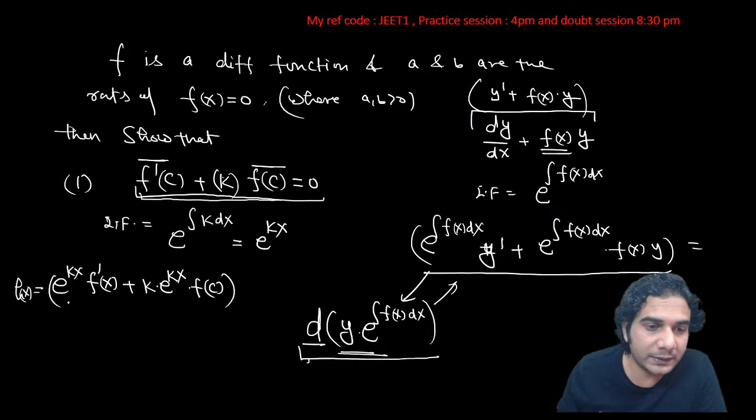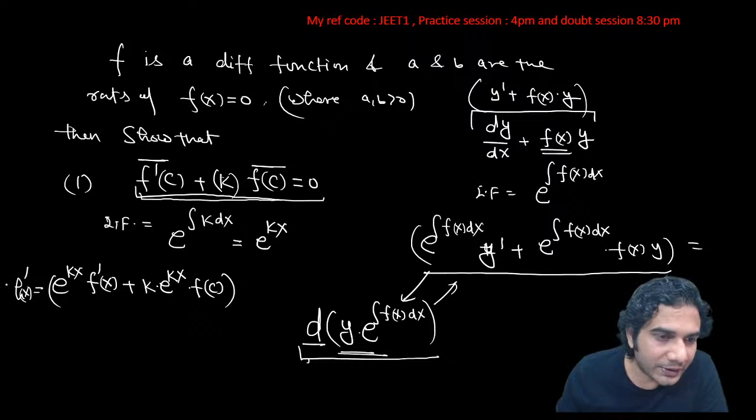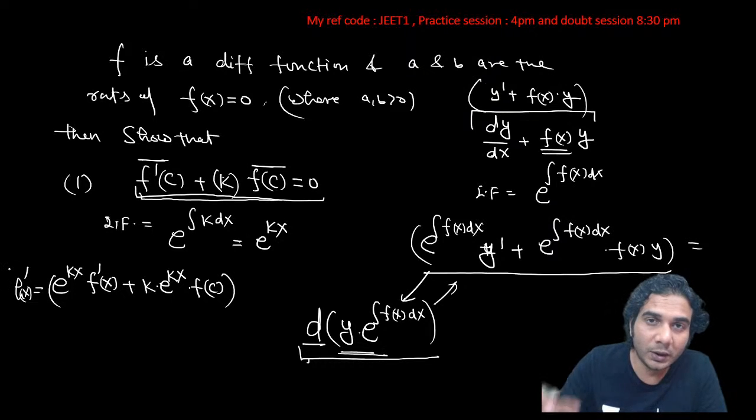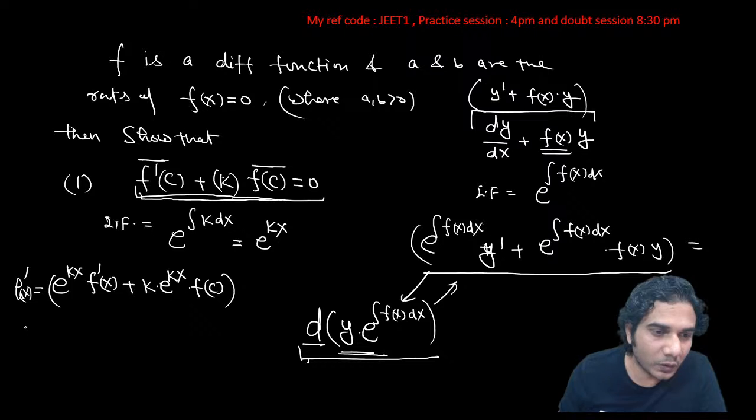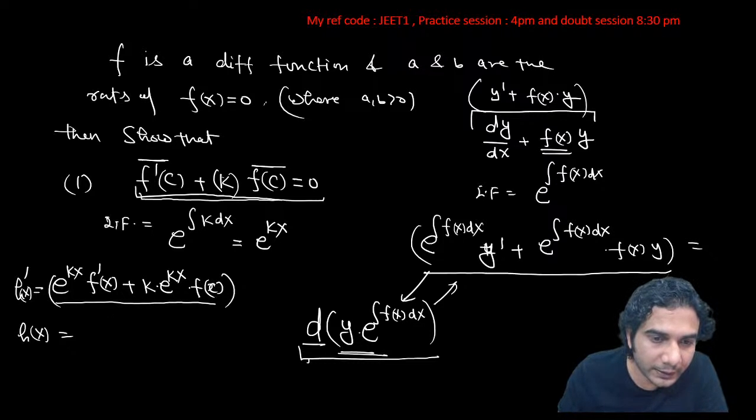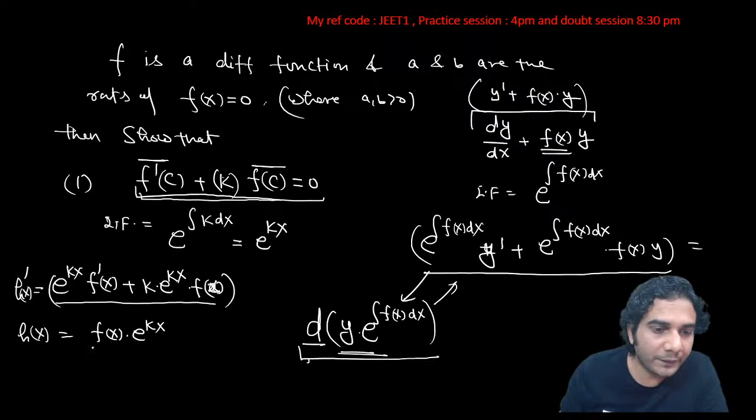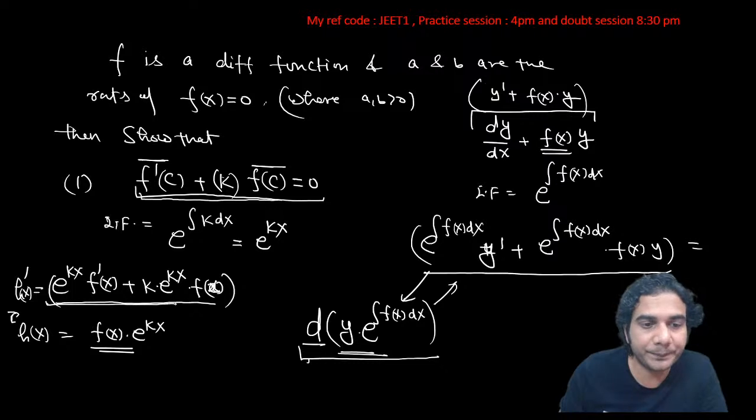Now whose derivative is this? So this is our h dash x. I'm taking this as h dash x because I know this is the derivative of some function. So what is your h(x)? Now you can figure it out easily. Your h(x) is nothing but, see, whose derivative was this? This is the derivative of f(x) into e raised to kx. So if you differentiate f(x) into e raised to kx, you will get h dash x equal to this, right?